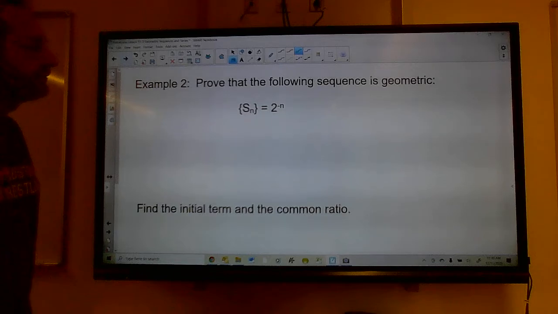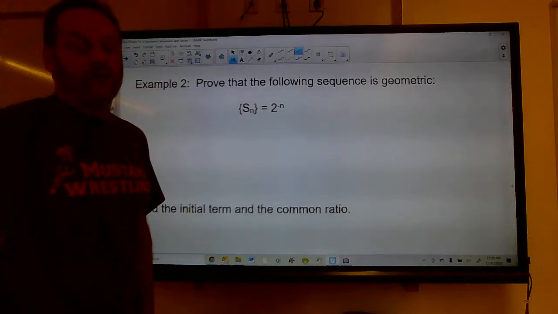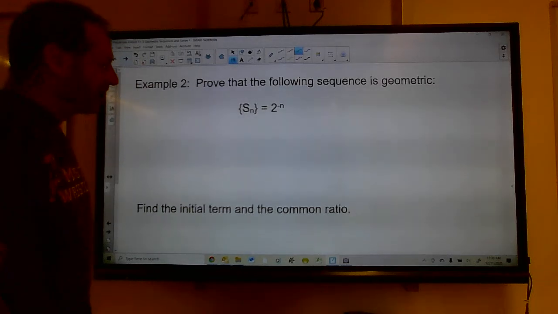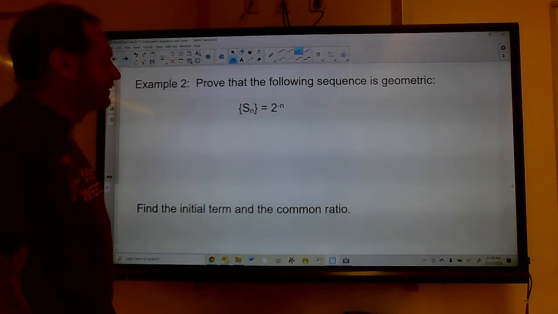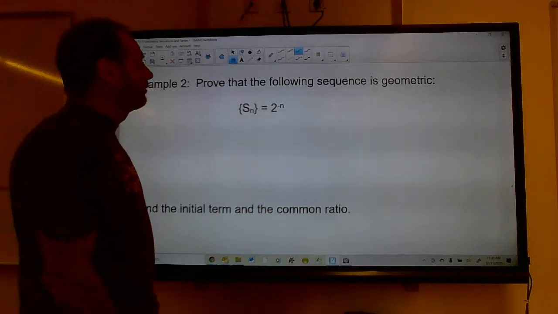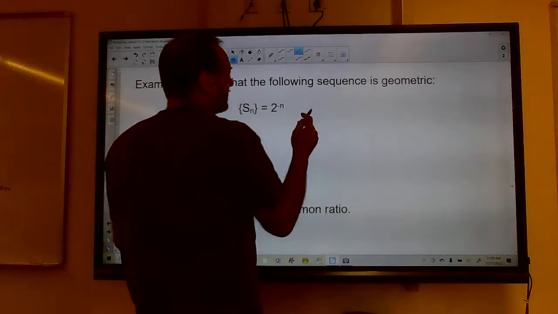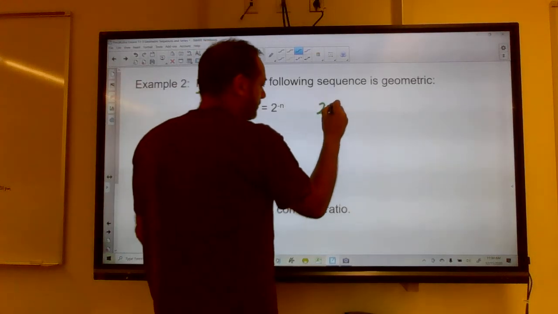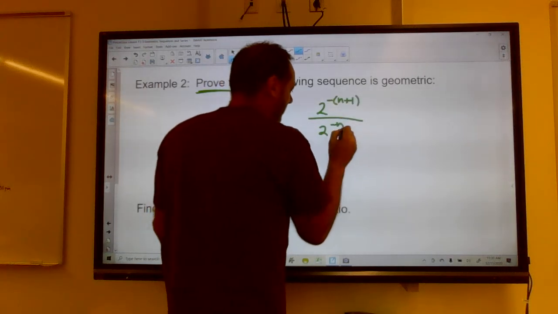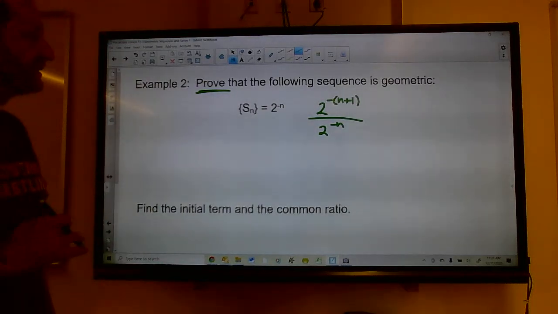All right, prove the following sequence is geometric. So we did this with arithmetic sequences where we took two consecutive terms at random and we subtracted them and we got the same number. We got a constant number. If you get a variable in there, then it's not arithmetic. Well, it's the same thing with geometric. Okay? So we're going to take a ratio instead. So what we're going to do to prove, and this says prove, okay? So we're going to take 2 to the negative n plus 1, and we're going to divide that by 2 to the negative n in this case. Okay, and we're going to show that that is a constant number.